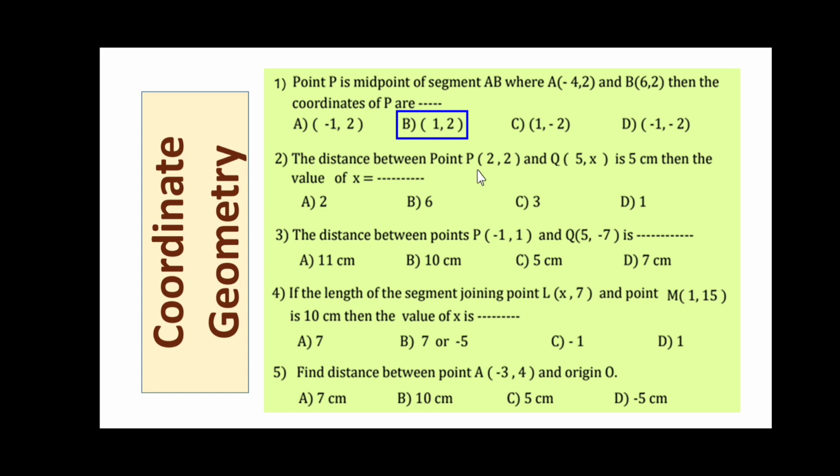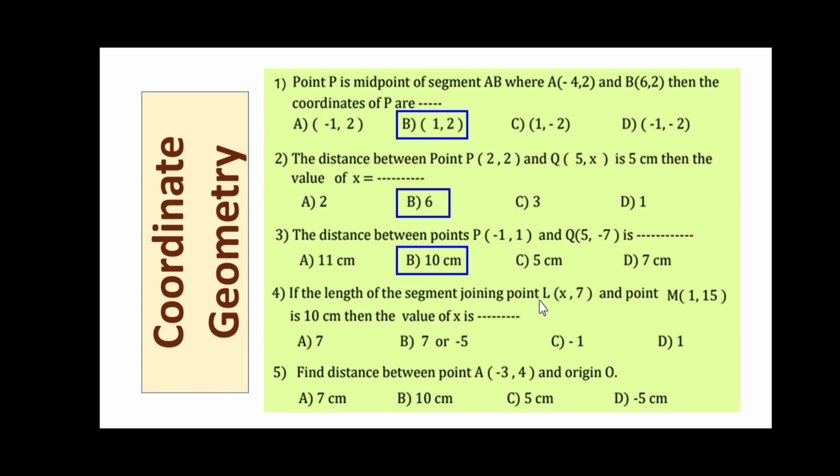The distance between point P (2, 2) and Q (5, x) is 5 centimeter. Then the value of x is, we will use the distance formula. After calculation we will get the x value as 6. The distance between the points P (-1, 1) and Q (5, -7) is, the distance between these 2 points could be calculated by using the distance formula, and the answer is 10 centimeter.